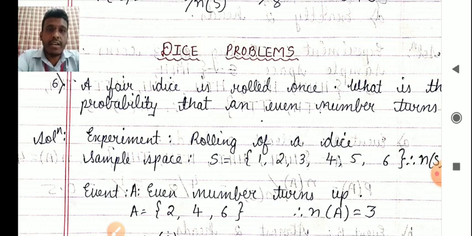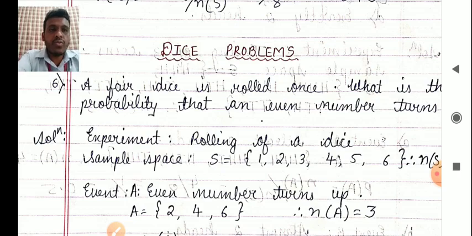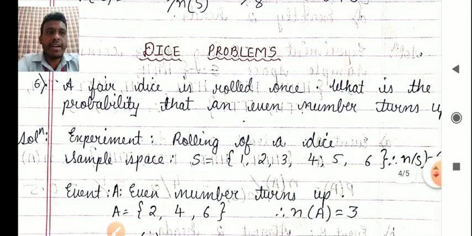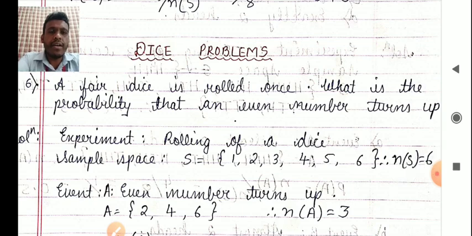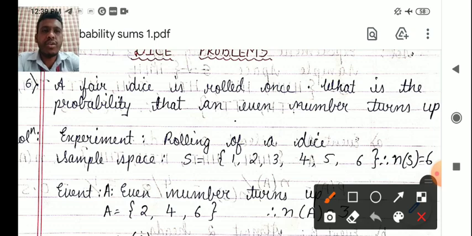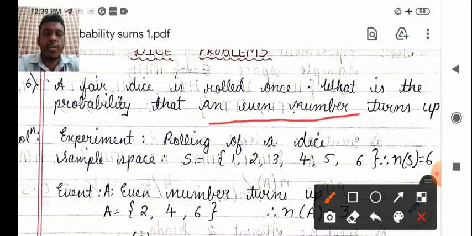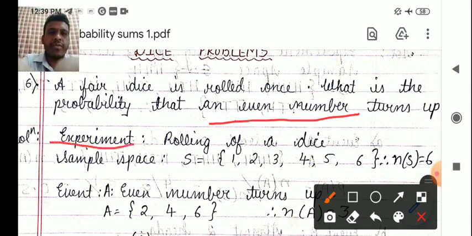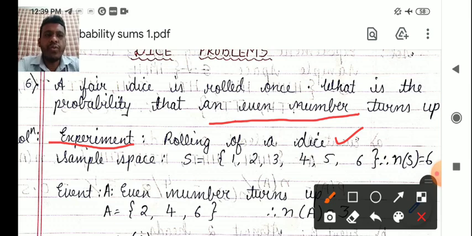So let us take a problem. A fair dice is rolled once. What is the probability that the number that we get on the top is an even number? So what is the experiment here? The experiment we are doing is rolling of a dice. Then the sample space is S equals 1, 2, 3, 4, 5, 6.